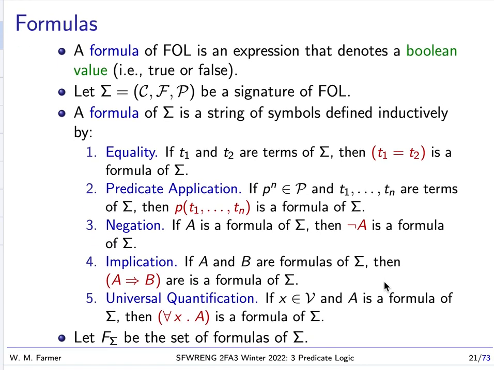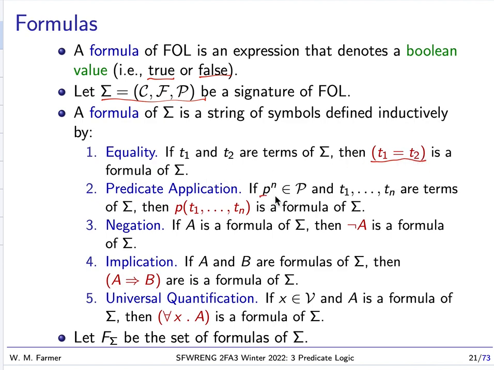Let's move on to formulas. A formula is an expression, like a term, but remember, terms denote individuals. Formulas denote a Boolean value, either true or false. So let's say we have a signature, and a formula of this signature is a string of symbols defined inductively by the following 5 statements. We can have equalities. If we have two terms, we can put them together and form an equality. That is a formula of sigma.